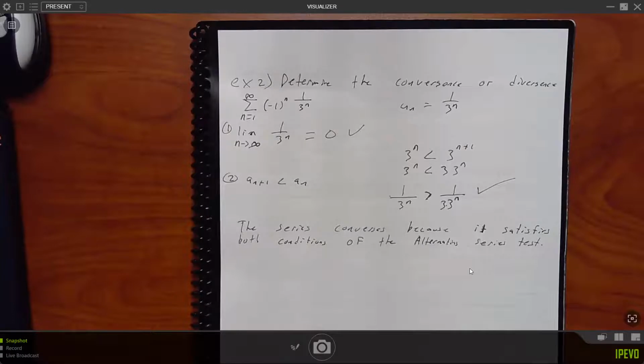Is there any questions on this example? Number 1. Hmm. The limit of 1 over 3 to the n equals 0. Yes.